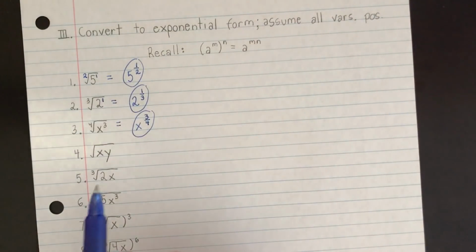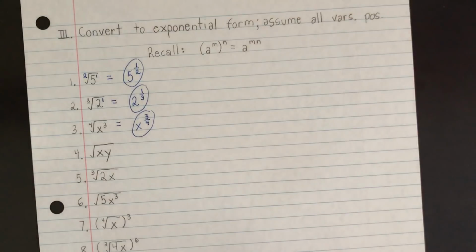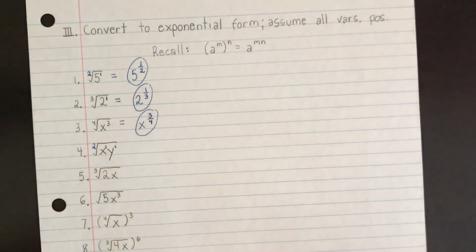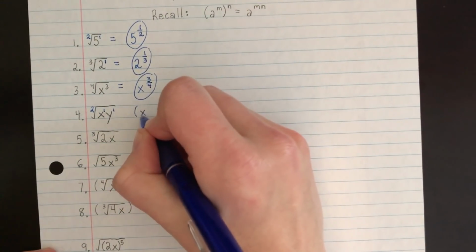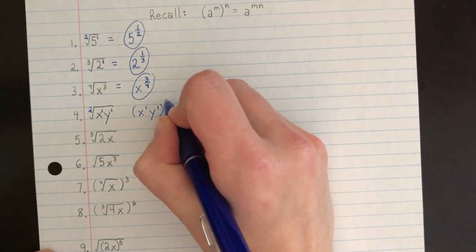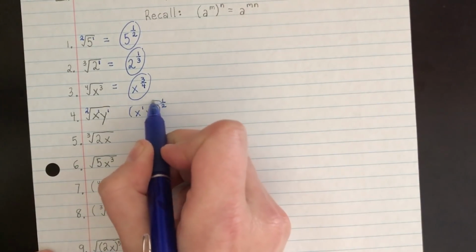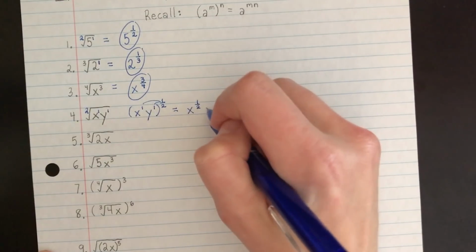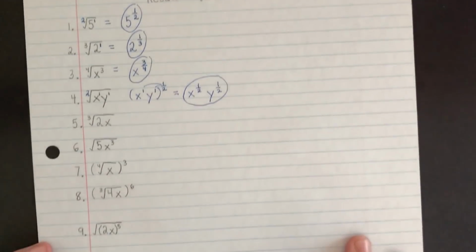I'd be done. All right, here on this one, number 4, you are looking at square root of x to the 1st, y to the 1st. So since they're both in the square root, it's like x to the 1st, y to the 1st is being raised to the 1/2 power. So that distributes into both exponents here. So it's like x to the 1/2, y to the 1/2. Now those are in exponential form.